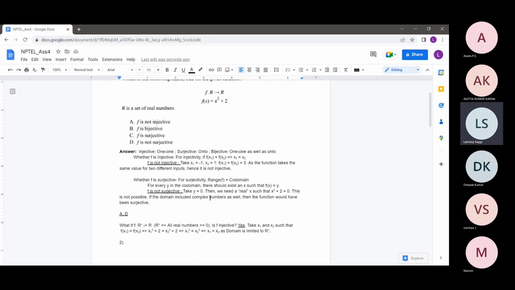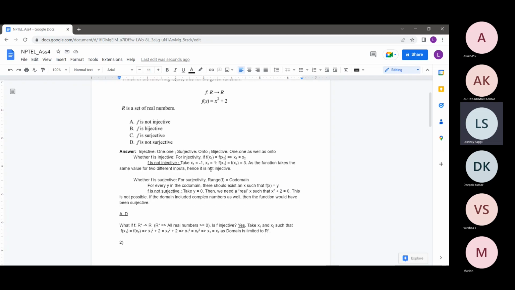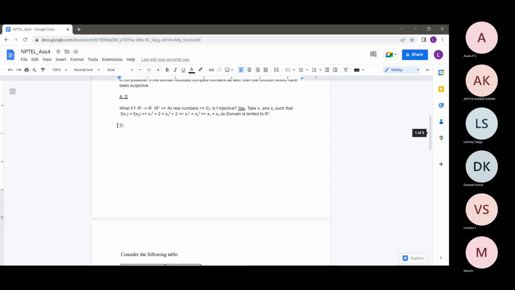Okay, guys, so this was the main thing which I wanted to point out. Like in surjectivity as well, since the domain was limited to real numbers, the function was not surjective. But if the domain included complex numbers, then the function would have been surjective. So if anywhere you write a function, you also need to mention from where to where the function is mapped. Otherwise, things don't make much sense. So this was what I wanted to discuss. Let's come to the second question then.